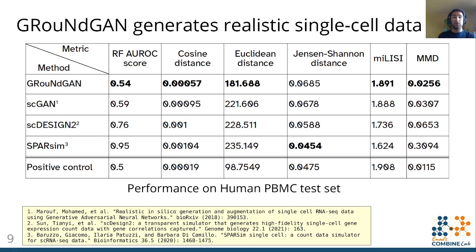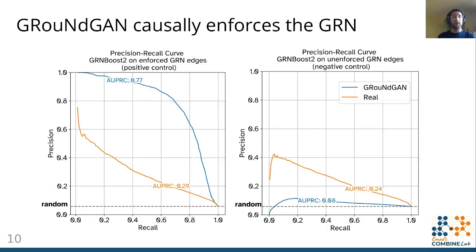Although it is constrained by a GRN that is imposed onto the model, we believe that GRN is a way of integrating domain knowledge into simulation, which helps us get better results in terms of mimicking realistic data. But that is not enough for GroundGAN, because we also wanted to show that it causally enforces the GRN. So in this experiment, we inferred a GRN on real data using GRNBoost2, and for each gene we imposed half of its interactions onto GroundGAN as positive control and generated data, and the other half we did not impose, which now creates our negative control.